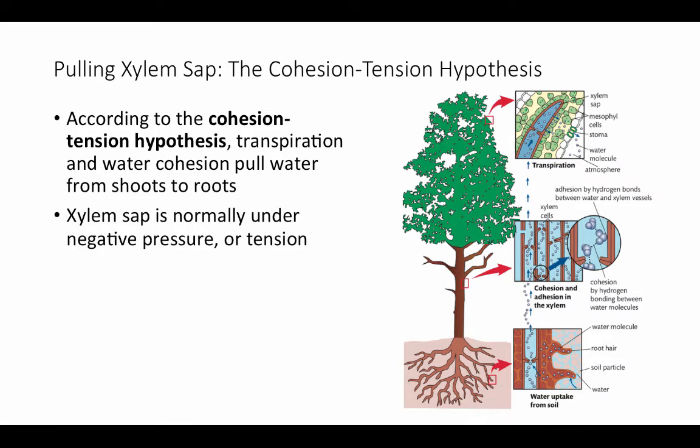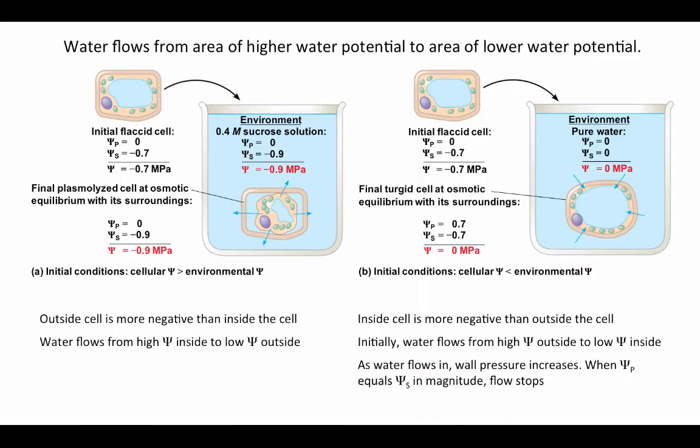Xylem sap is normally under negative pressure or tension, so a pulling pressure. So just to review quickly this idea of water potential, because this is when we're going to start to use this concept, it's going to become very important. So keep in mind, the important thing to remember is that water flows from an area of higher water potential to an area of lower water potential.